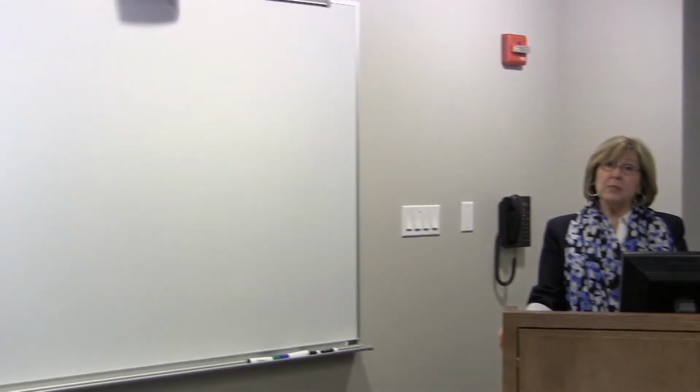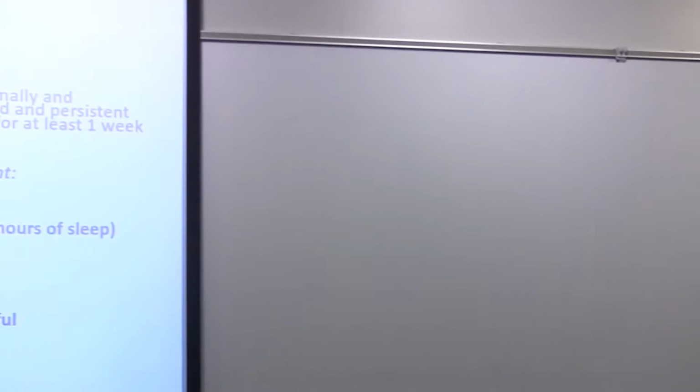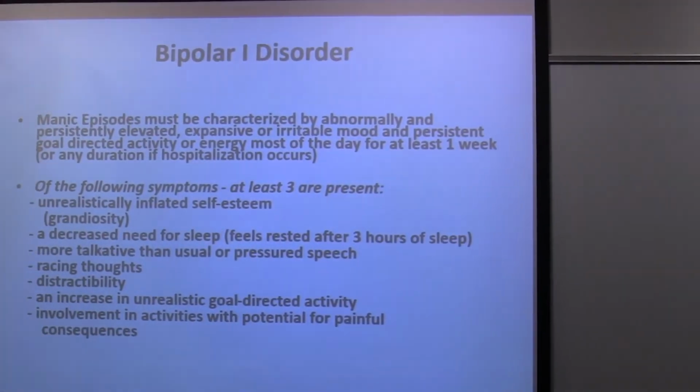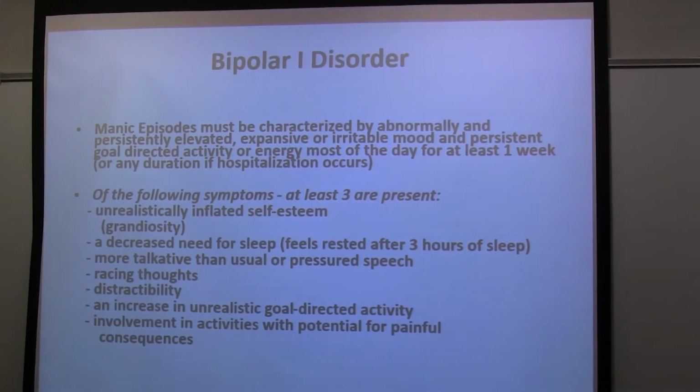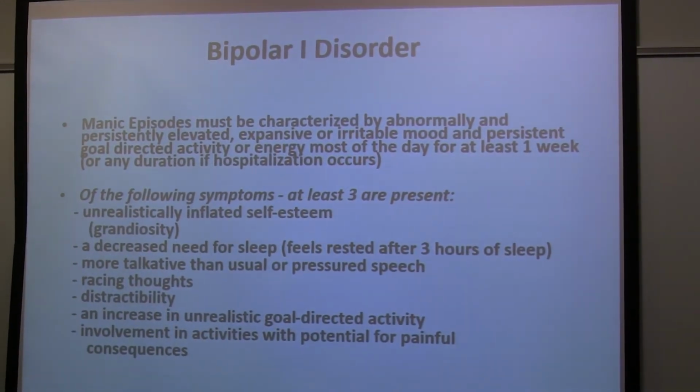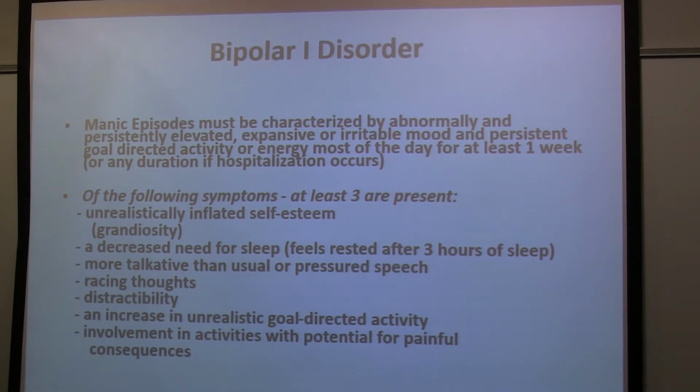Manic episodes in bipolar I disorder must be characterized by abnormally and persistently elevated, expansive, or irritable mood, and persistent goal-directed activity or energy most of the day for at least 1 week. So for 1 week, you have to see this behavior before you can make this diagnosis. However, if the person happens to be hospitalized because it is so severe, at any point, even before the 7 days is up, they can be given this diagnosis.